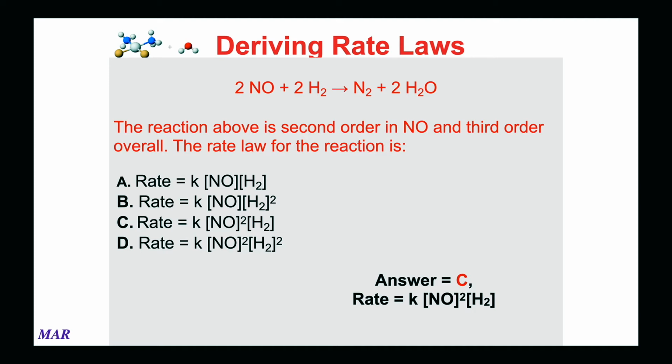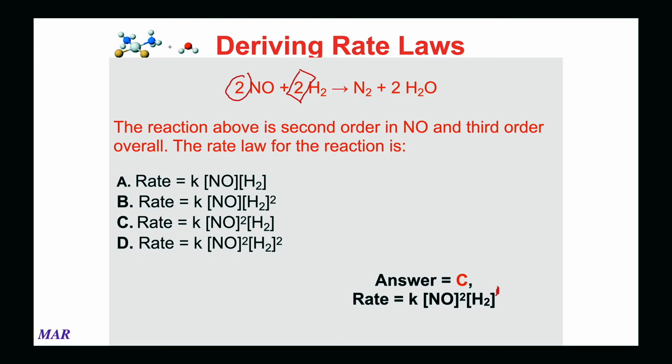So for this reaction, you would write rate equals K times NO to the second power times H2 to the first power, or just H2 by itself. Notice that NO has a stoichiometry of 2, and that just happens to be the same as the order with respect to NO. On the other hand, H2 has a stoichiometry of 2 in the reaction, but the overall reaction here means that H2 is a first order reactant.